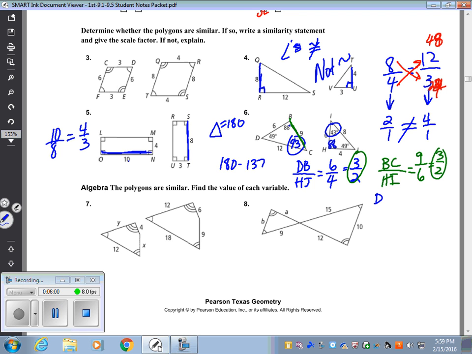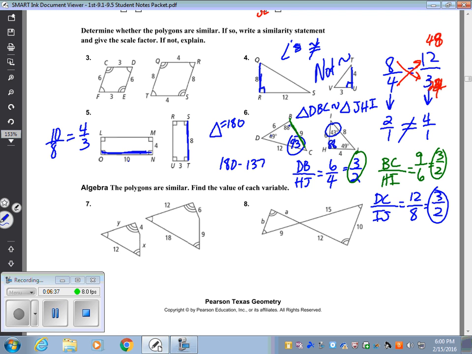Last one would be DC is to IJ, excuse me, which is 12 is to 8, which is also 3/2. So since they're all the same, I know that they are similar. And now I can write the similarity statement. Remember, we write our delta symbol for triangle. If I could go D, B, C, which is 49, 88, 43, is similar to triangle. I got to go in the same order. 49, which is, I believe this is J, yeah, J, H, I.